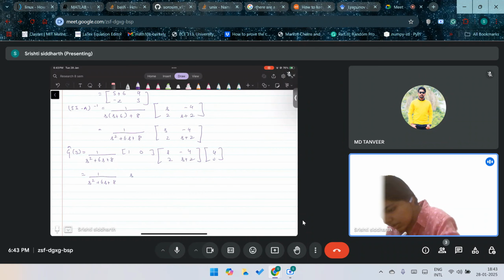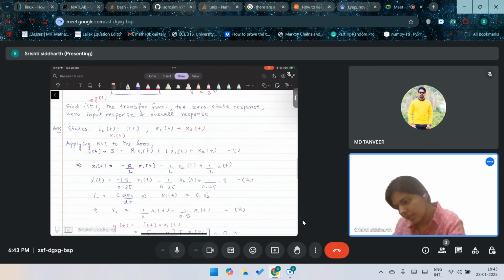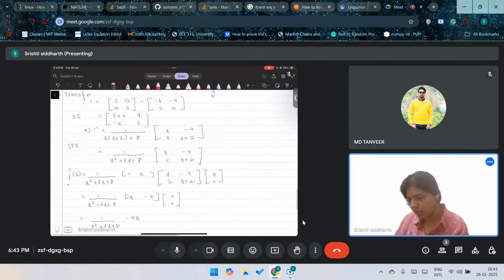So this is s minus 4. Let me just get the first elements of every column, and then 4 and 0. So this becomes 4s. Alright, so this is the transfer function. And then we have to find out the zero state response, the zero input response, and the overall.